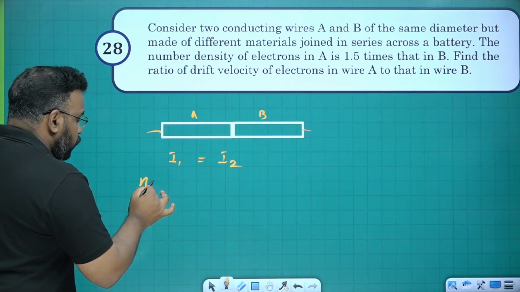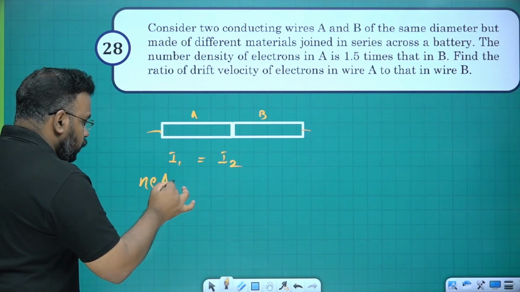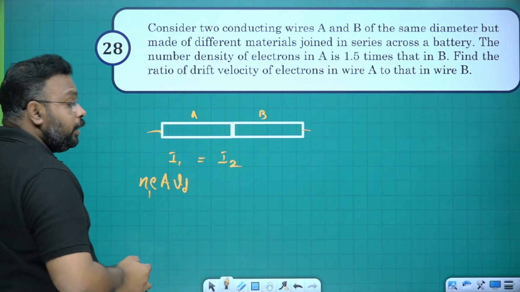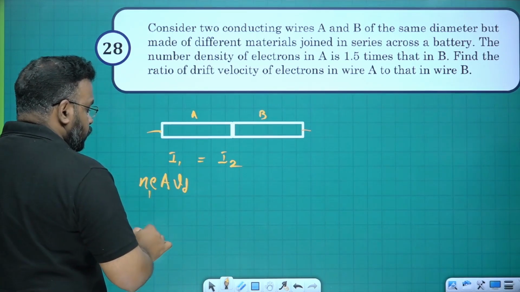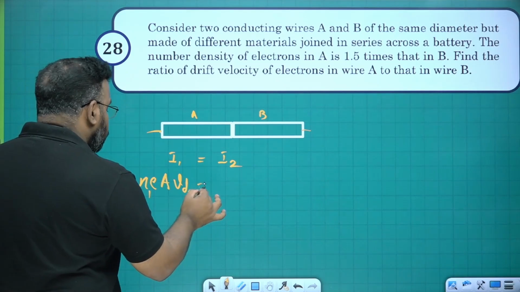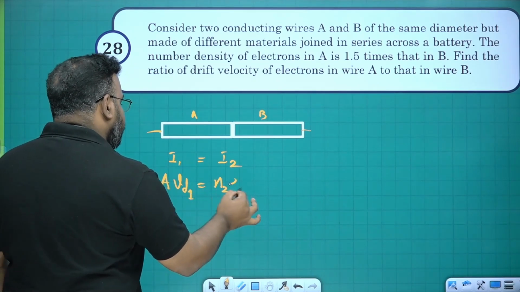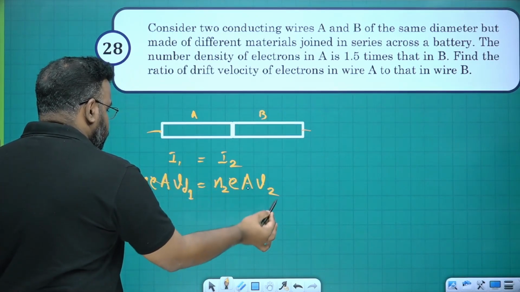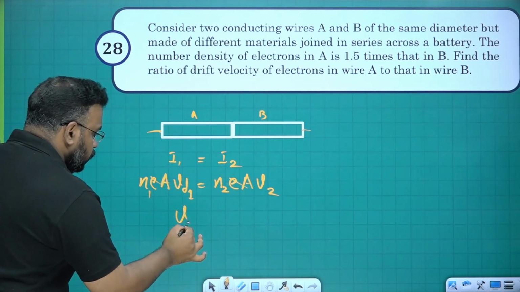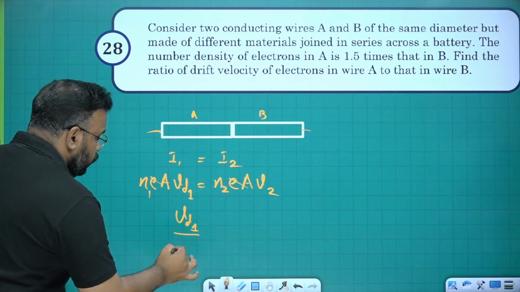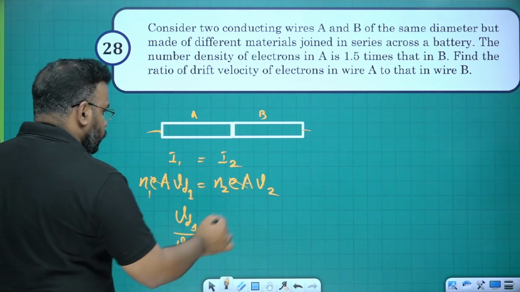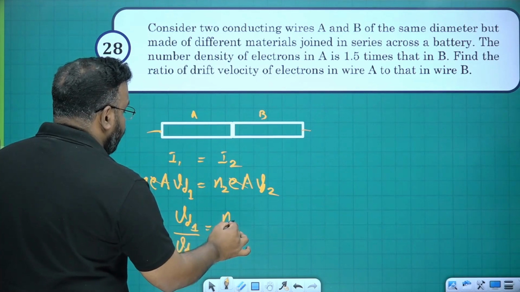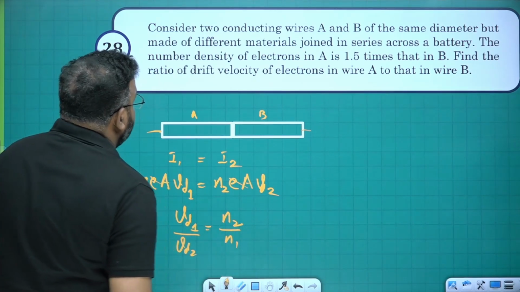What is the formula for current? N E A VD. So I am writing this as N1 because the materials are different. E is the same, the area of cross section is the same. N1 E A VD1 equals N2 E A VD2. So EA got cancelled. We need to find the drift velocity VD1 by VD2. That's what we need to find. VD1 by VD2 will be equal to N2 by N1.